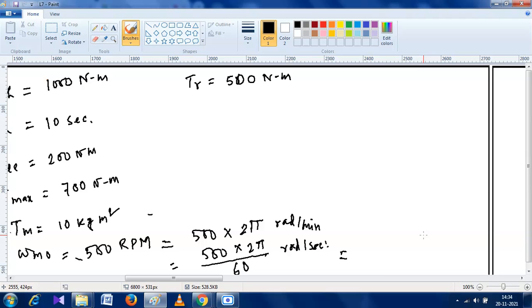Three thousand. What is the value of pi? 180? No, we are not calculating in degree. We are calculating in radian. If we write the unit degree per second, then you can write 180, but the value of pi is 3.14. What is the value of pi? 3.14.